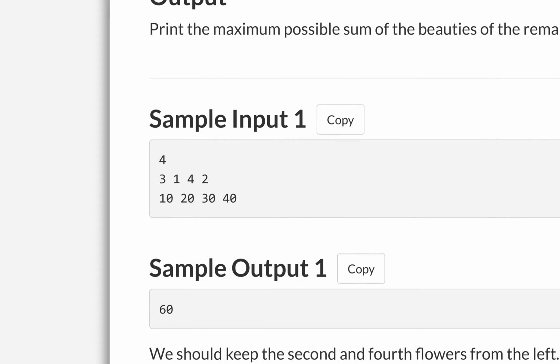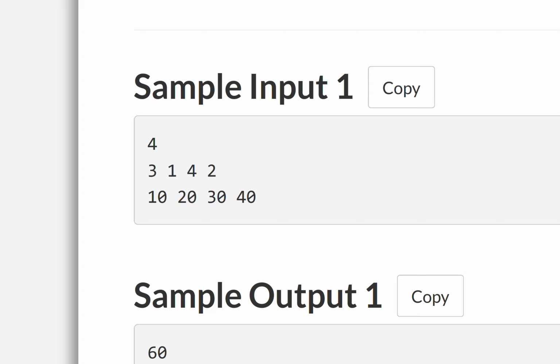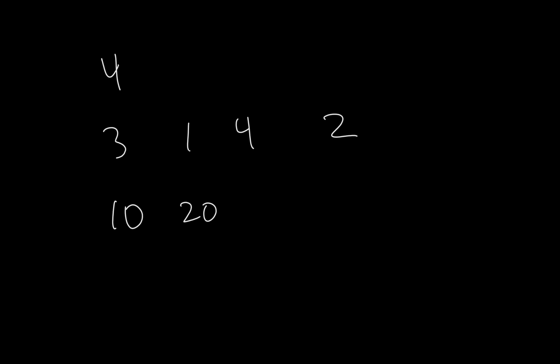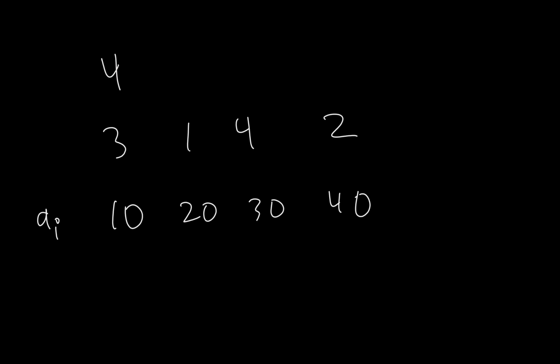In the first example here, we have 4 flowers with heights 3, 1, 4, 2, and beauties 10, 20, 30, 40. So this here is a_i, which is the value of it, and this is h, which is the height. So we want to find the maximum total of the beauties. So what is it in this case?